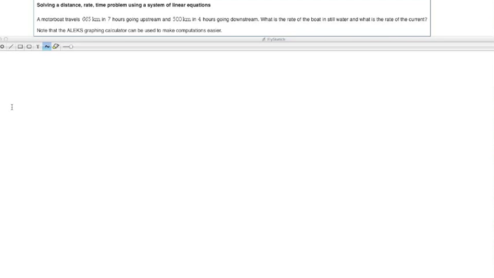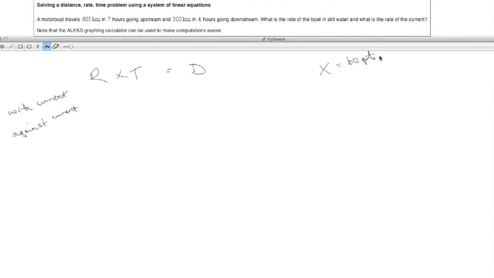So this is a distance problem, so again we're still going to have rate times time equals distance. And we're going to have the speed of the boat going with the current, and going against the current. The question is asking, what is the rate of the boat in still water, and what is the rate of the current? So our variables aren't going to be in the chart by themselves. I'm going to put them off to the side here. Let's say x is the rate of the boat, and y is the rate of the water.